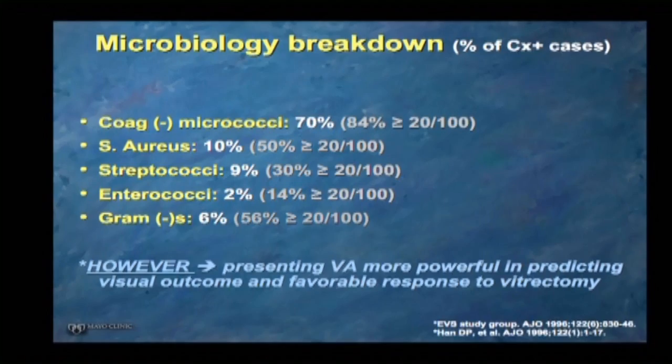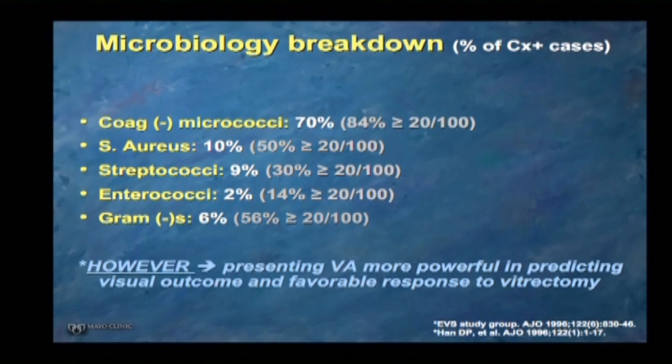When we look at the breakdown of the infections, these are the culture-positive cases. As we said, coag-negative micrococci are here. That group did very well, 84% by endophthalmitis standards. 84% were better than 20/100, whereas the other groups did not fare as well. In a post hoc analysis from the EVS, though, when they looked at the infecting microorganisms and compared it to the vision and presentation, the vision at presentation was still more powerful in predicting the visual outcome and the favorable response, whether or not the vision was severely affected.